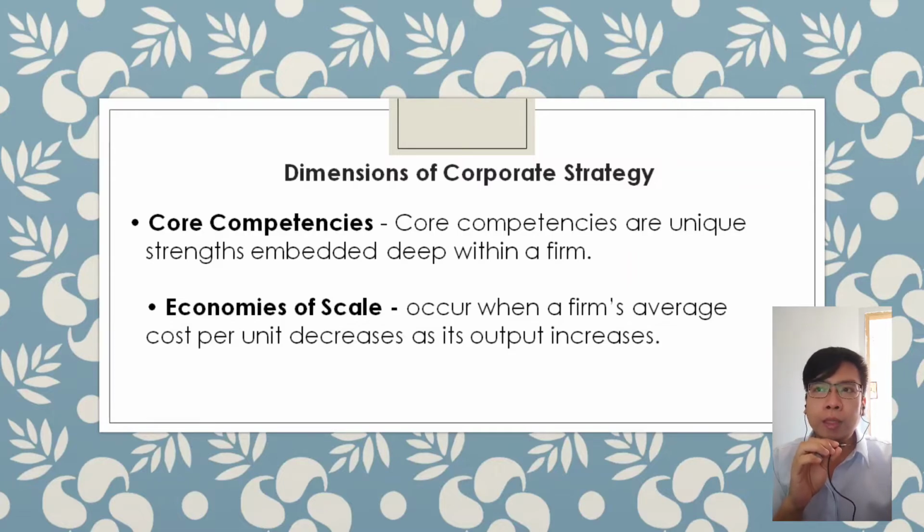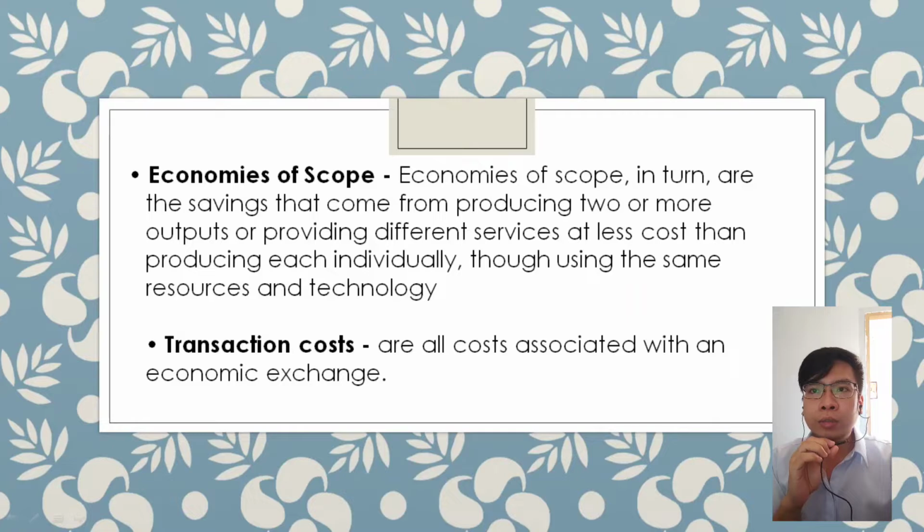The third is economies of scope. Economies of scope are the savings that come from producing two or more outputs or providing different services at less cost than producing each individually, though using the same resources and technology. For example, the website Amazon, which is like Lazada and Shopee. Amazon benefits from economies of scope. It can offer a large range of different product and service categories at a lower cost than it would take to offer each product line individually.